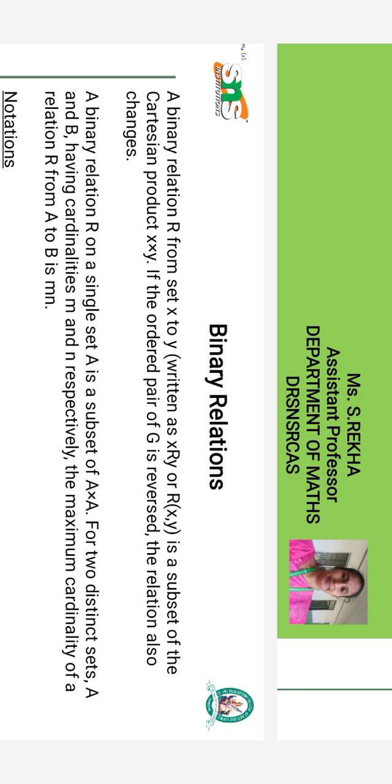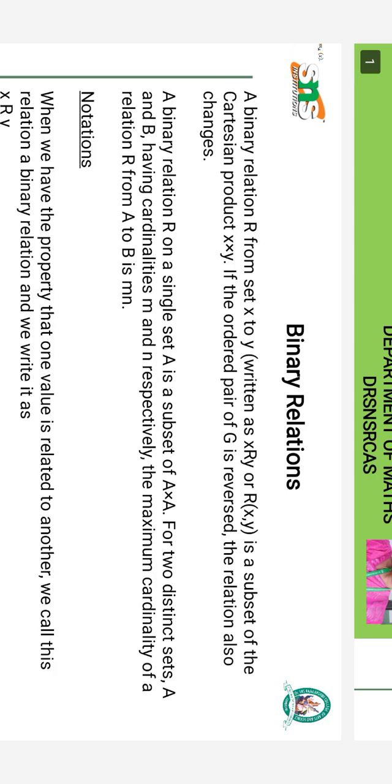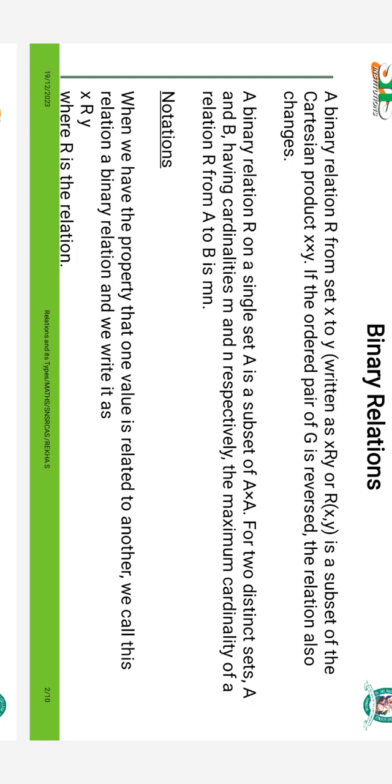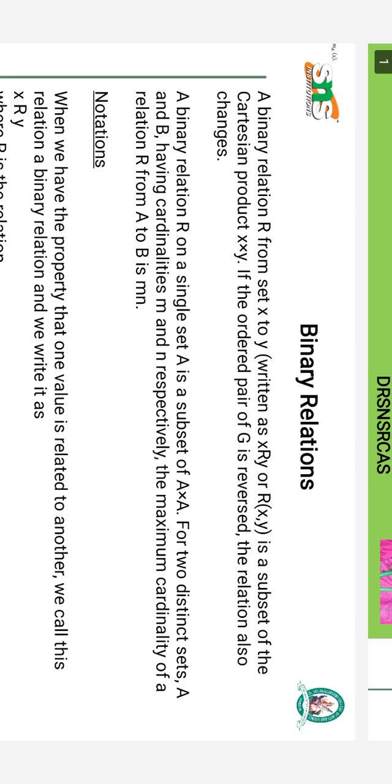If the ordered pair is reversed, the relation also changes, and normally a binary relation can be expressed as R is a subset of A cross A. Let us consider two distinct sets, A and B, having cardinalities M and N. The maximum cardinality of a relation is M times N. We call this a binary relation from X to Y.